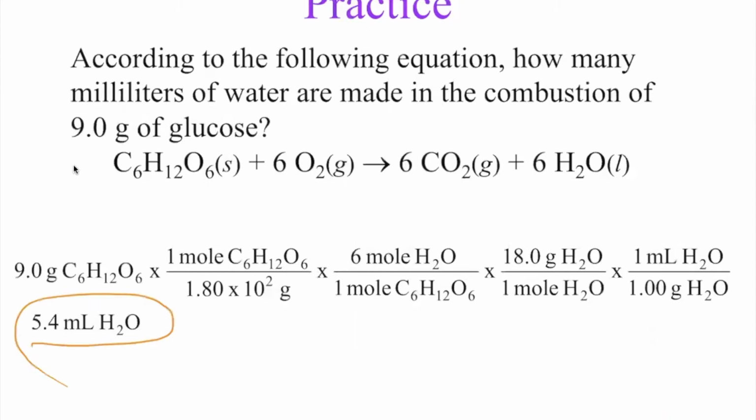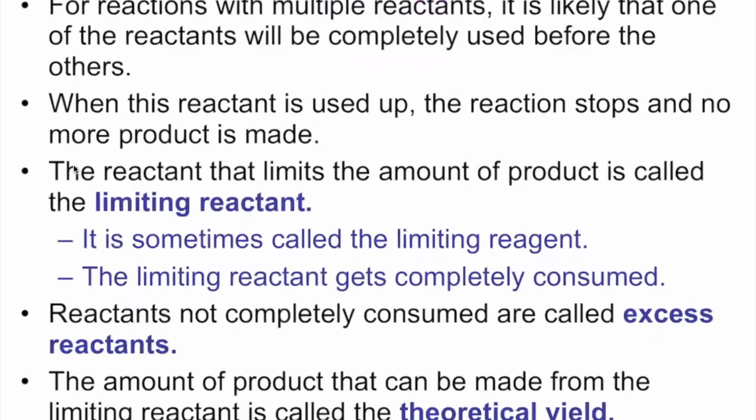We're going to switch topics a little bit, and some of the questions have said you have more than enough of one of the reactants. Well, when you have a reaction, you're going to have different reactants. Some of those reactants are not going to be in the same amount. Some of them are going to be less than others, and the one that you have less of is going to determine how much product you're going to yield.